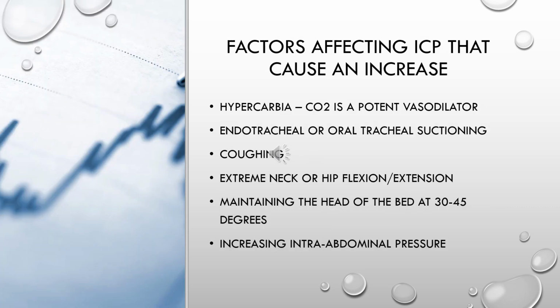Okay, so when we're looking at increased ICP, we always want to assess those things that can cause it to go up, because we want to avoid those and maintain a good pressure within the head. So hypercarbia, or that increased CO2 level, I think I've beat a dead horse here telling you that it's a potent vasodilator, but it is important to know that CO2 can have a significant impact on your intracranial pressures. Endotracheal or orotracheal suctioning can affect your ICP for a couple of reasons. Number one, when you suction, you tend to lower somebody's O2, which can put them at a higher risk for increased ICP as well.